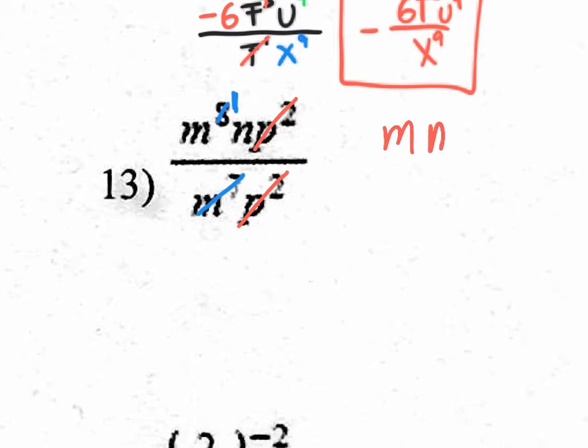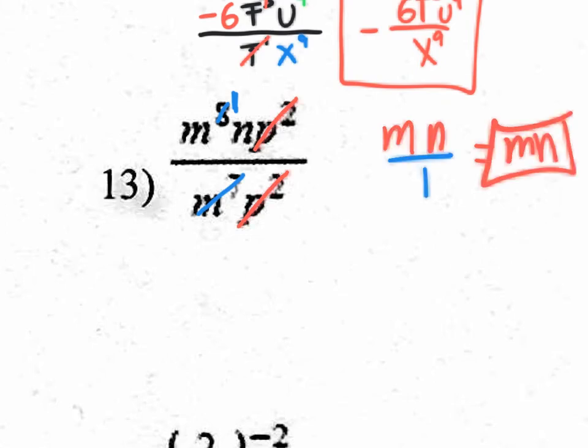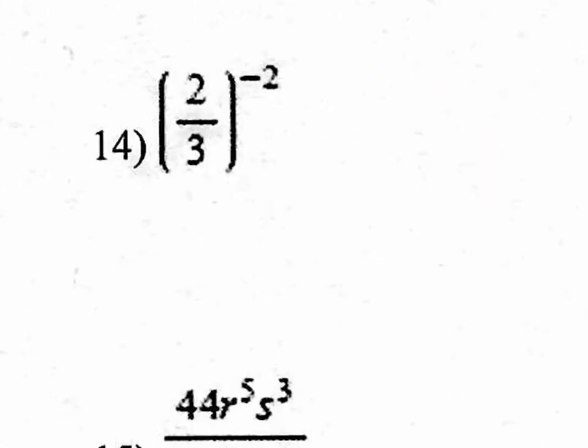And yeah, you could put over 1, but that's a waste of time because anything divided by 1 is the same value, right? If I say 5 divided by 1, you're not going to leave it 5 over 1. You're going to say 5. So right here, mn divided by 1, that's just mn. And that's how they're going to write it on the multiple choice test tomorrow. Number 14.